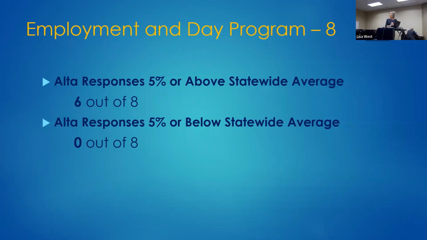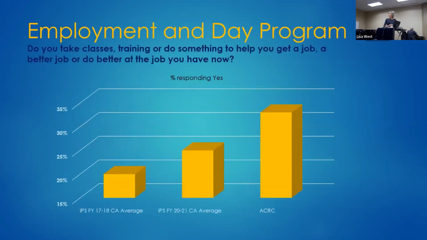Okay, so employment and day program is the next category that we're looking at. And Alta was 5% or above the statewide average in 6 out of the 8 measures and 0 out of 8 below. So let's take a closer look at that. The question here is, do you take classes, training, or do something to help you get a job, a better job, or do better at the job you have now? And 33% responded yes. And statewide, it was 25% as yes.